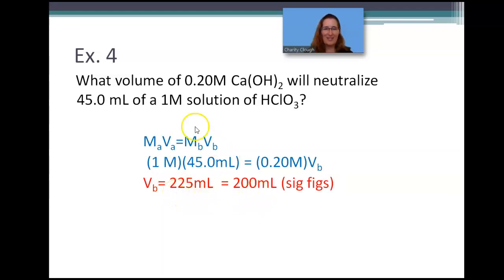I noticed this one only had one sig fig, and I think there was another example that was similar to that. If you did that, you would end up sig figging that to 200 milliliters. That would be a terrible value for a titration experiment. You need really precise numbers to do well with titrations.